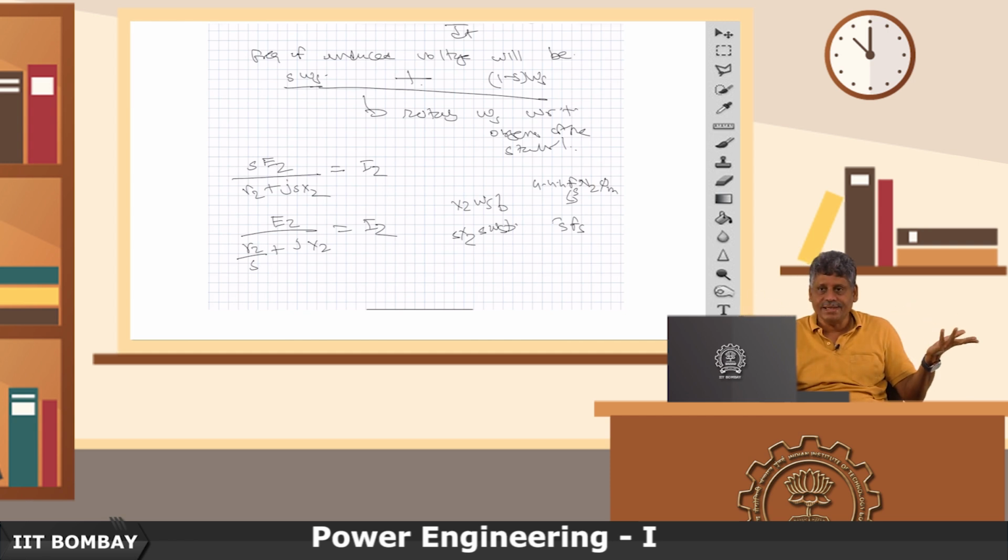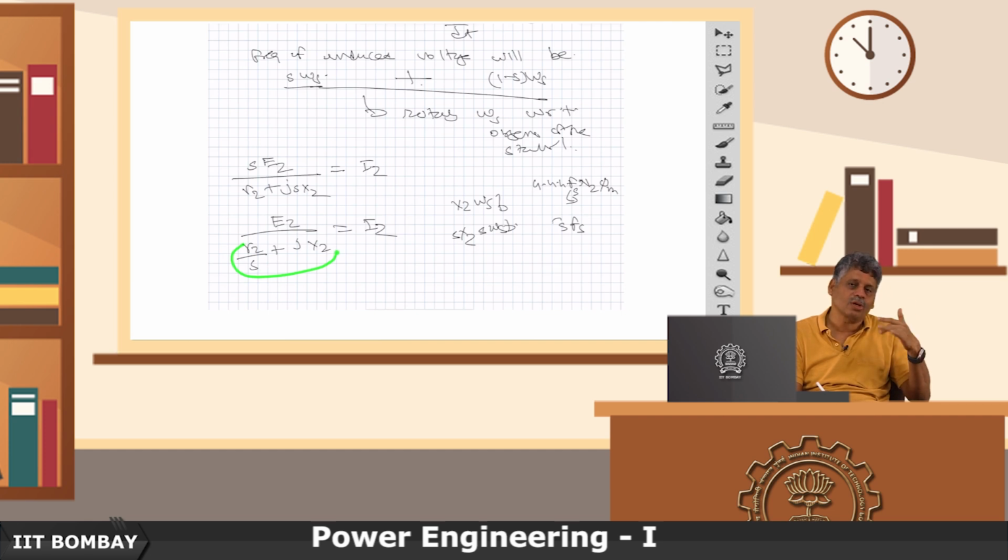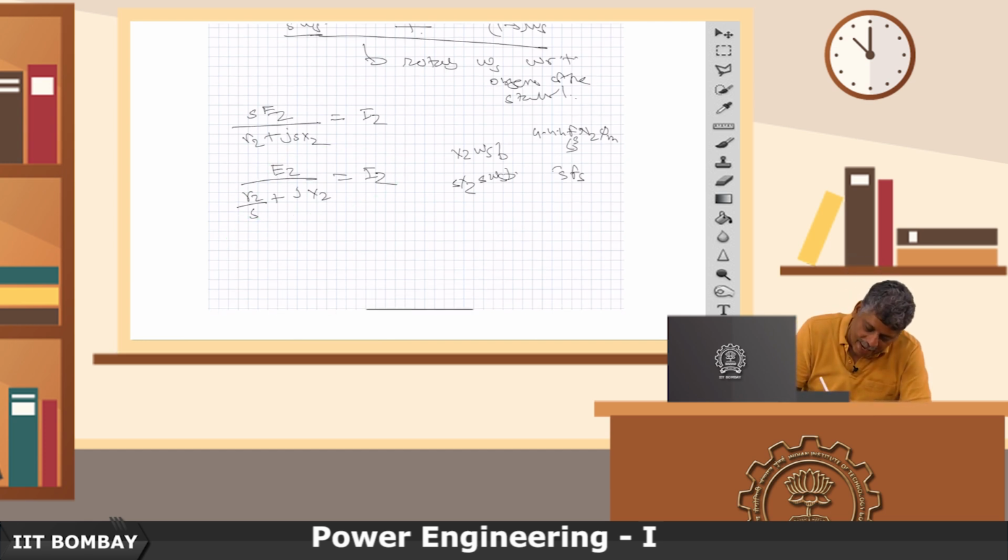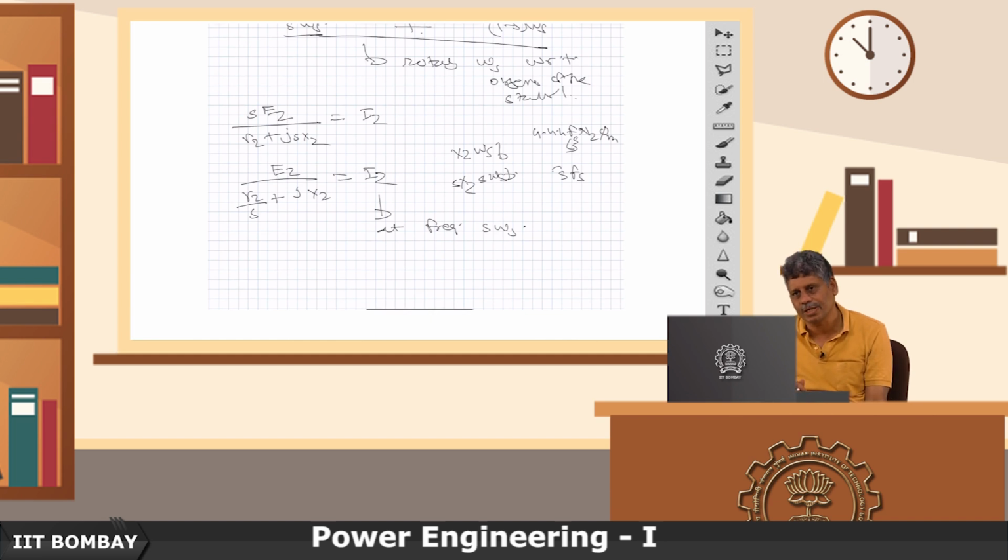So it is as if the resistance has increased, because slip is between 0 and 1, so R2 by S is a quantity larger than R2. The resistance of the rotor winding has increased to R2 by S, and this will be the new value of the current I2. This I2 is at frequency S omega s.